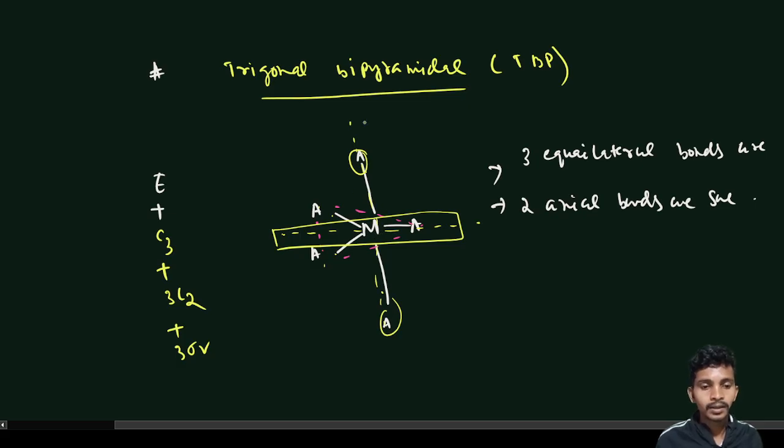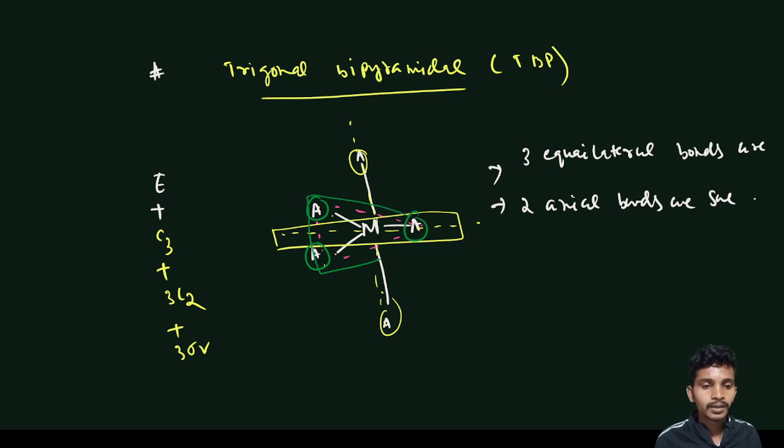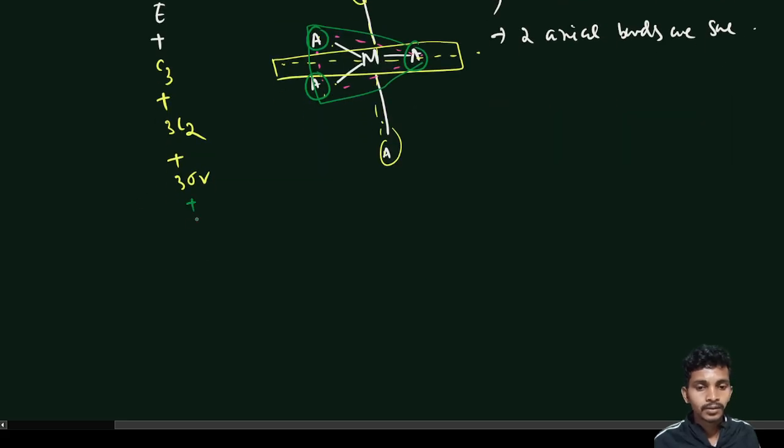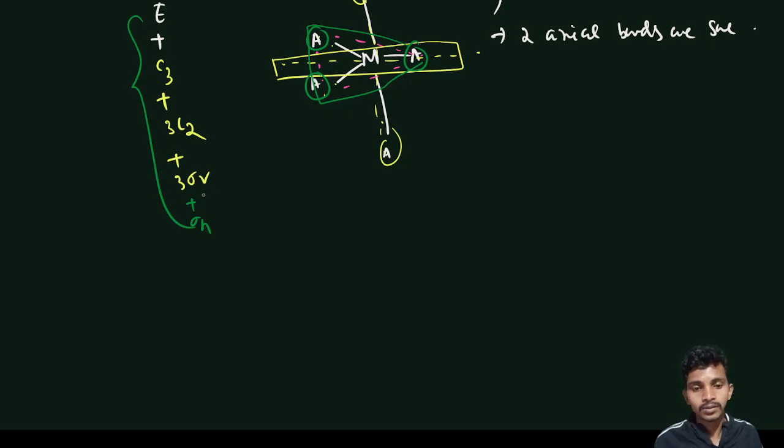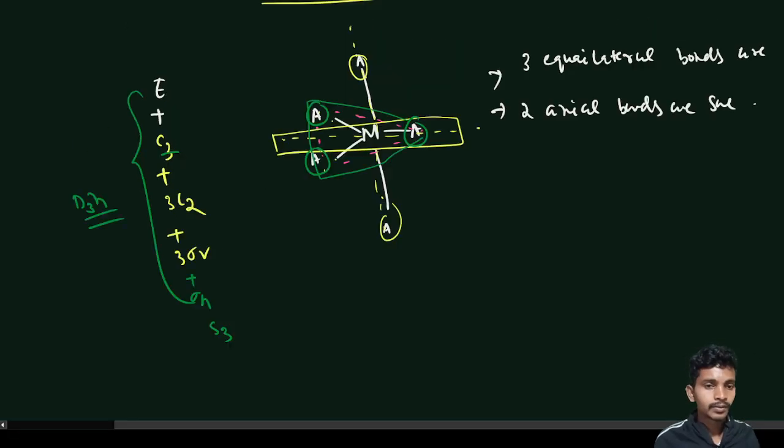Also, you can say that the C3 axis is perpendicular to the plane passing through this, this and this, so sigma h is also there. So S3 is also there, C3 is there, sigma h is there. So this is the D3h point group. So now this is case 1.